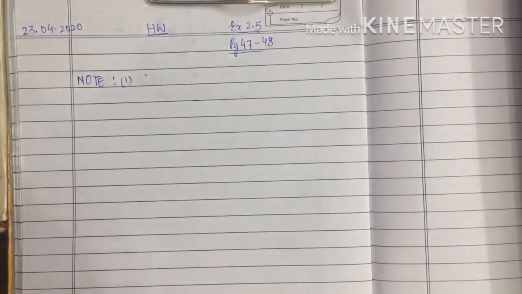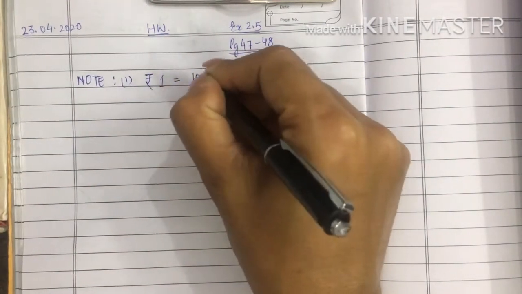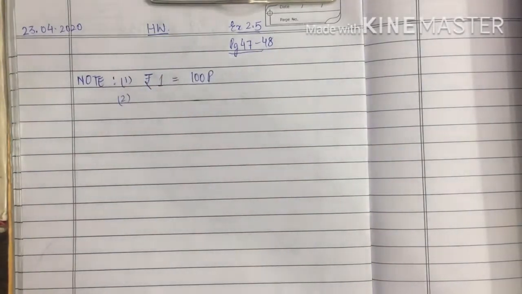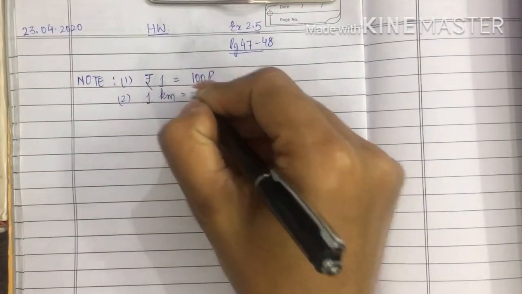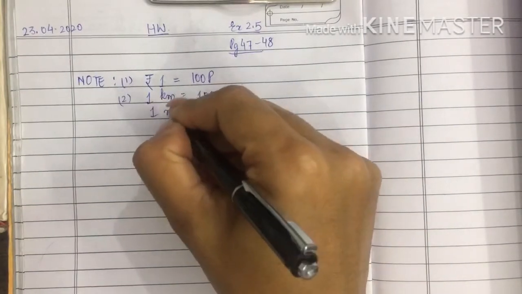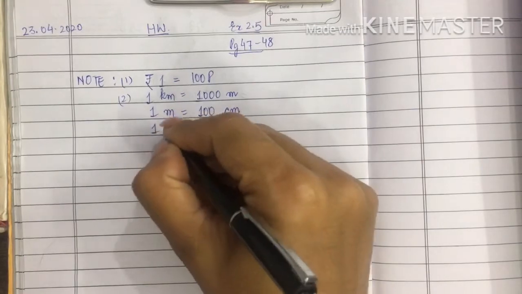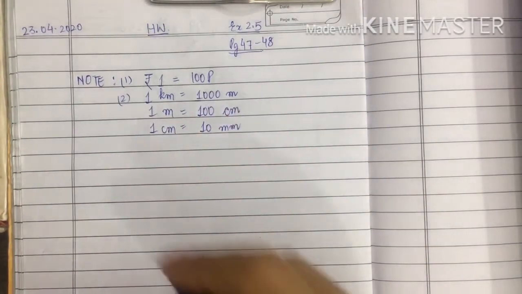So there's the question in which you have to convert paise into rupees. For that we shall be using this, that 1 rupee equals to 100 paise. Then you have to convert the units of length. For the units of length we have 1 kilometer equals to 1000 meters. Then 1 meter equals to 100 centimeters. 1 centimeter equals to 10 millimeters.